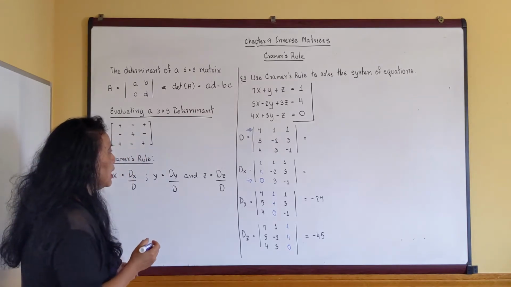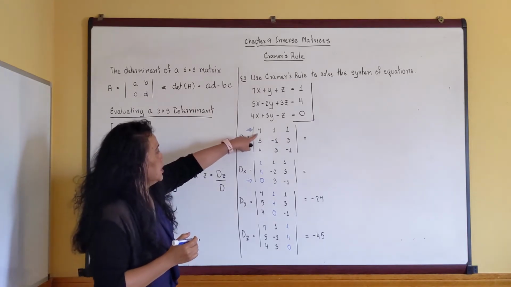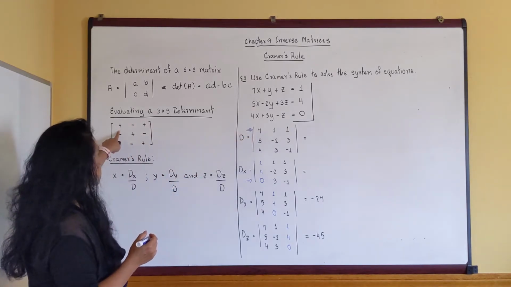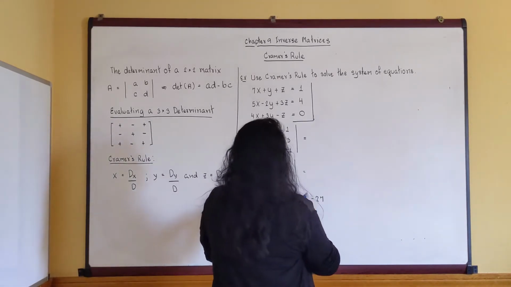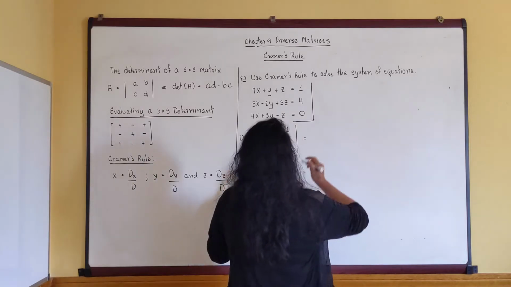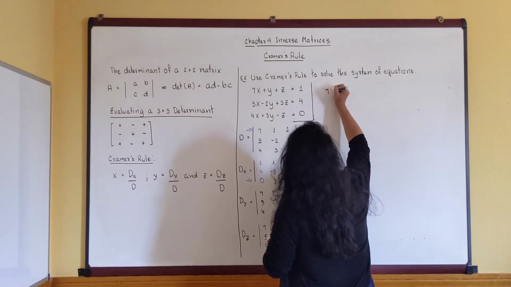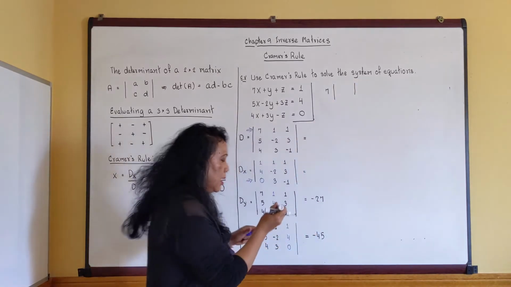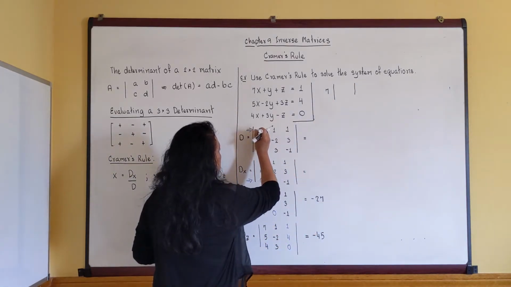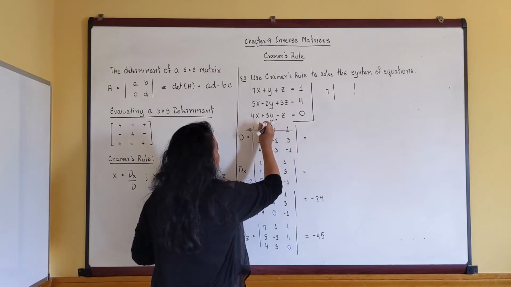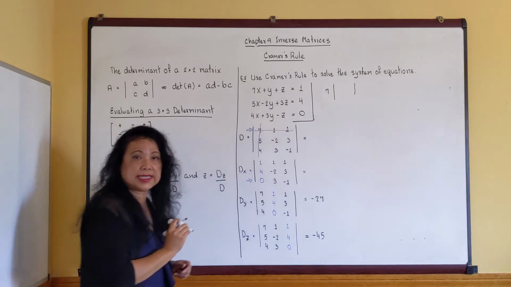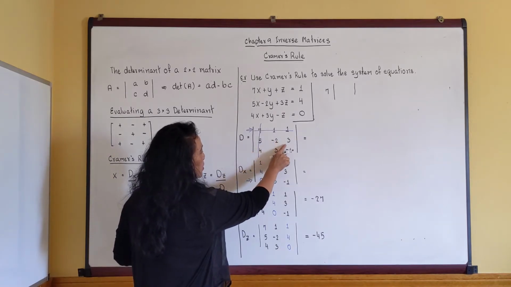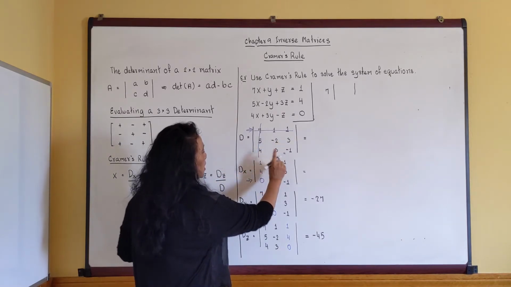So I'm going to start from the first position, A11. I have 7 and it's plus. So I'm going to have 7. And then I'm going to cross 7 horizontally and vertically through the 7. So if I do that, I'm left with negative 2, 3, 3, negative 1.